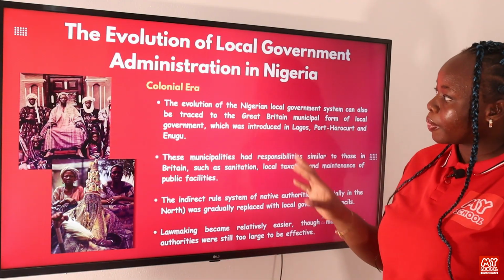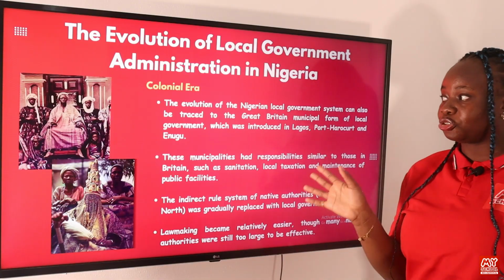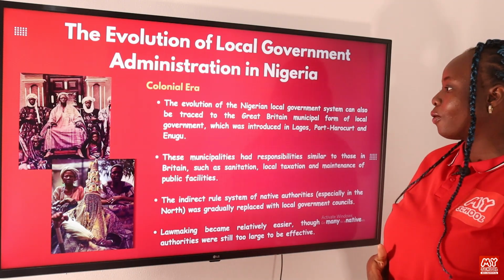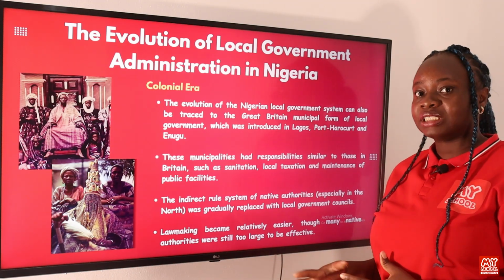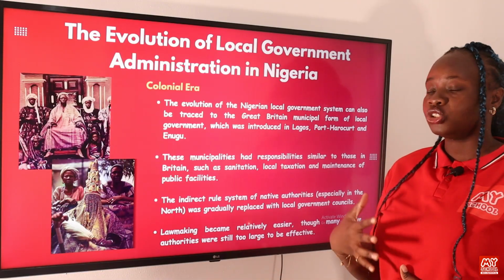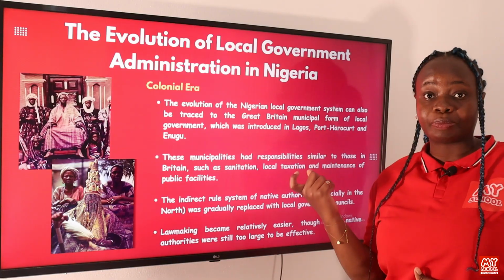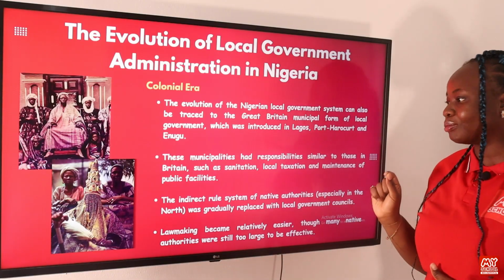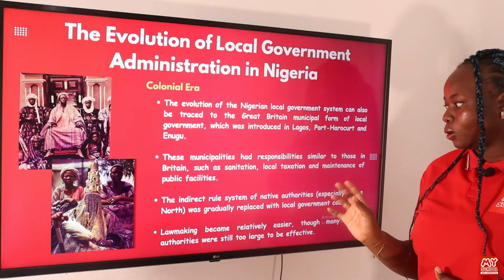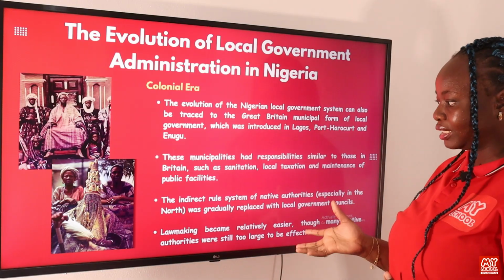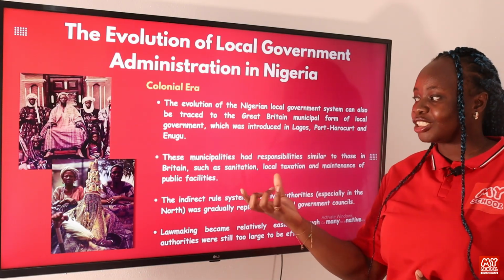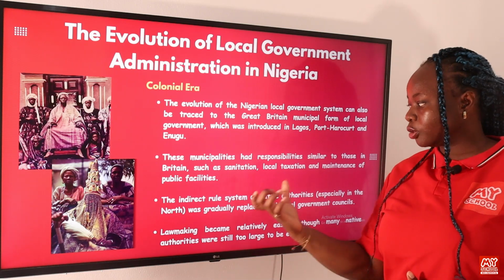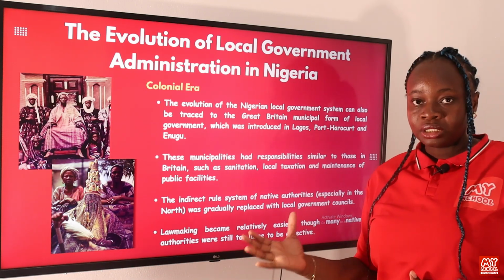Still within the colonial era, the evolution of the Nigerian local government system can also be traced to the Great Britain municipal form of local governments, which was introduced in Lagos, Port Harcourt, and Enugu. So later on, the indirect rule system was scrapped, and so they introduced local government system that was likened to the municipal system that was in Britain at that time. So these municipalities had responsibilities similar to those in Britain, such as sanitation, local taxation, and maintenance of public facilities. So there were officials appointed within these municipalities. These were the structure we had at the local government level. And so they were responsible for all of these functions within those communities.